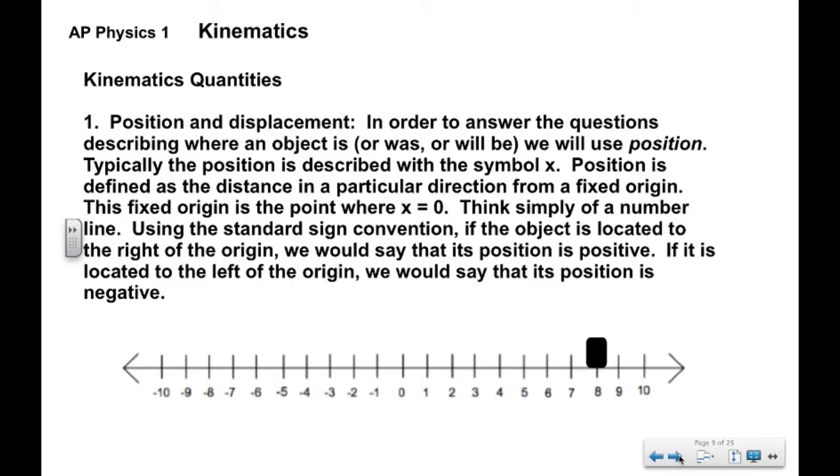In order to answer the questions describing where an object is or was or will be, we're going to use what's called the position. Typically, the position is described with the symbol x. Position is defined as a distance in a particular direction from a fixed origin. This fixed origin is the point where x equals 0. If you think simply of a number line, look at these numbers down here. Imagine that they're centimeter markings or meter markings or distance markings of some type. Using the standard sign convention, if the object is located to the right of the origin, we would say that the position is positive. If it's located to the left of the origin, we would say that the position is negative.